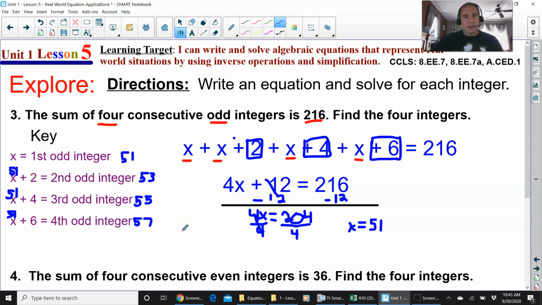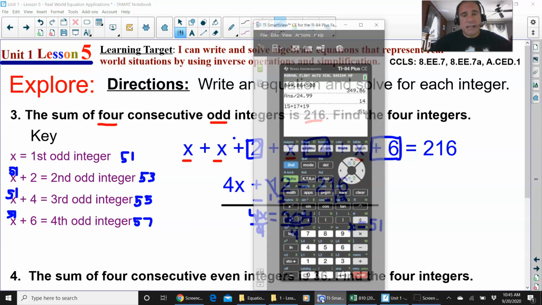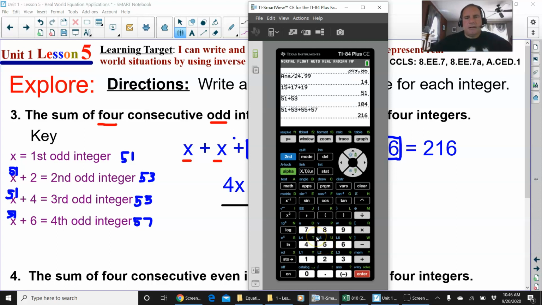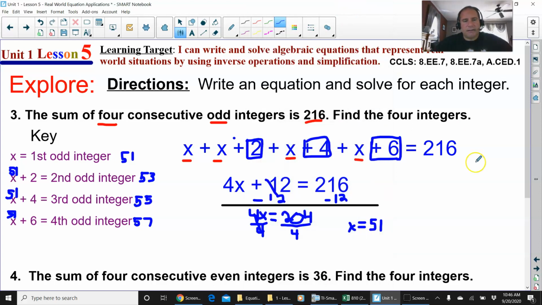If you add them up, you should equal the 216 if you want to check it. And that is a good way to check it. You have 51 plus 53 plus 55 plus 57. And that does equal 216. And you are completely correct.